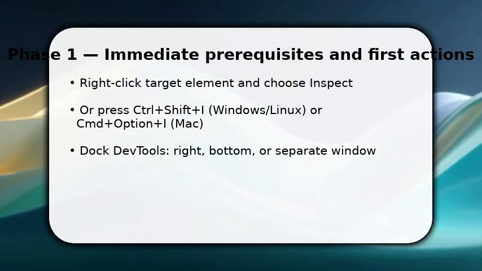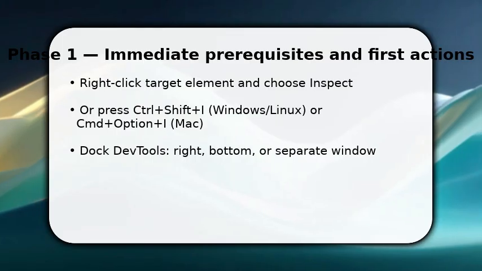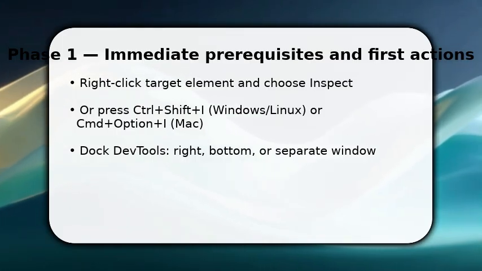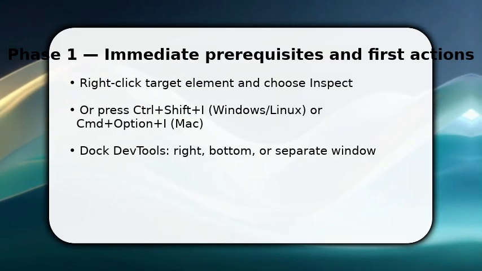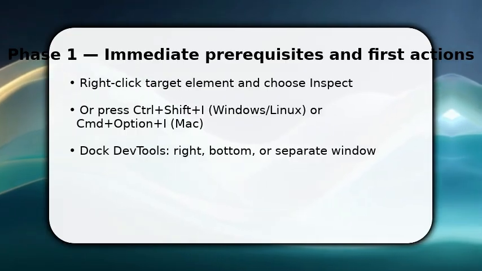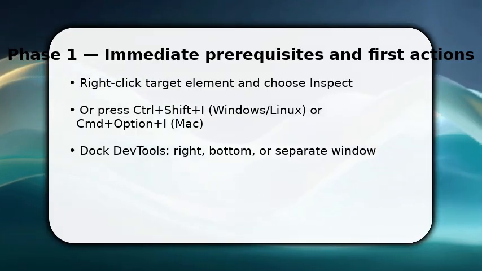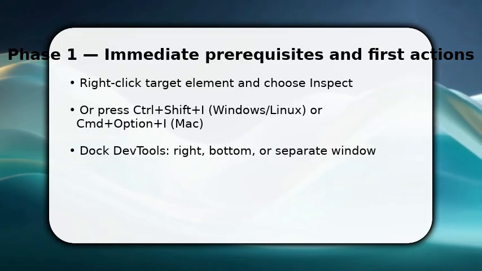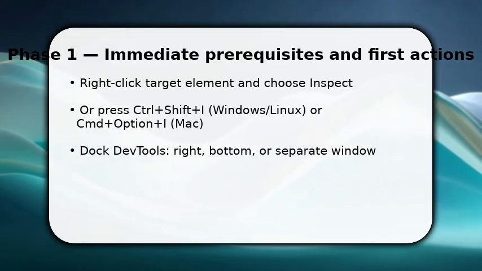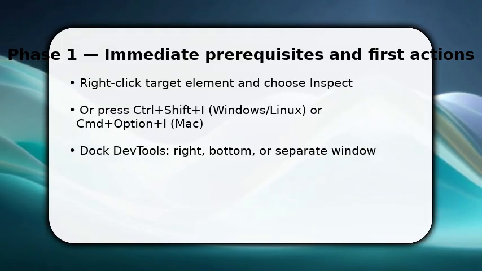You start by opening Chrome and focusing on the page area you want to inspect. Right-click the exact element and choose Inspect. This jumps you directly to the Elements panel. Alternatively, press Ctrl+Shift+I on Windows or CMD+Option+I on Mac to open DevTools.